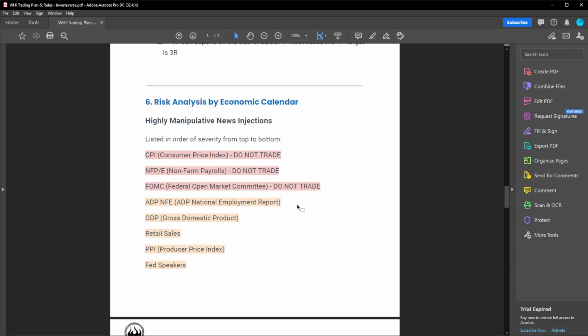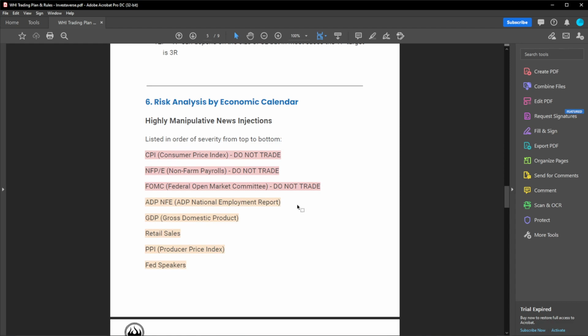So diving into the risk analysis by economic calendar, highly manipulated news injections listed in order of severity from top to bottom. So CPI is impossible to trade with this model. That's 2 years of data, absolutely impossible to trade with this model. NFP, non-farm payrolls, cannot trade. Sometimes there are trades, sometimes there's not. I've come to the conclusion that it's just not worth trading that day. I mean, sometimes the PA sucks, sometimes it's okay, sometimes there's no entries. It's just not worth it. So I avoid NFP days.